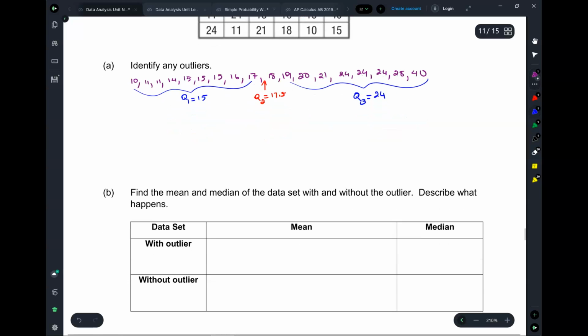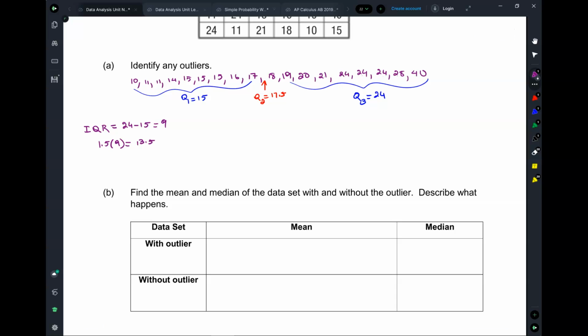Okay, so IQR, you subtract Q3 minus Q1, so 24 minus 15. Okay, that's 9. 1.5 times 9 is 13.5. Okay, now here's a quick way to do this.